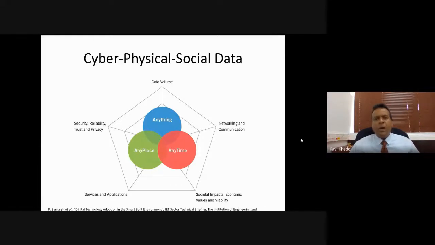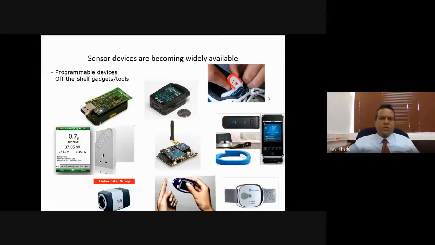We have a large volume of data. At the top you see here there is a large volume of data that is generated, the necessary networking that should be there, the societal economic impact, the services and applications that are provided, and the very important issue of security, trust, and privacy that this gives rise to. In this module, you're introduced to all those aspects of this cyber physical social data. Let me proceed. I've just told you sensor devices are becoming widely available now. They are being integrated in our everyday fabrics.